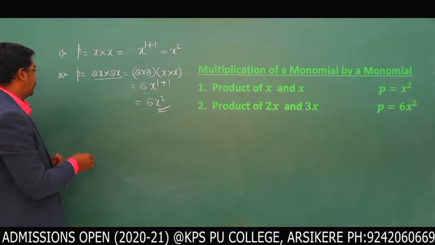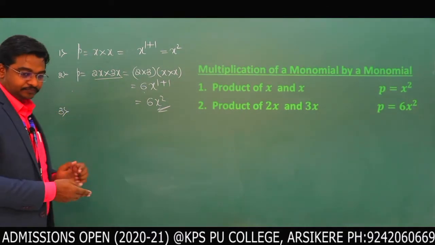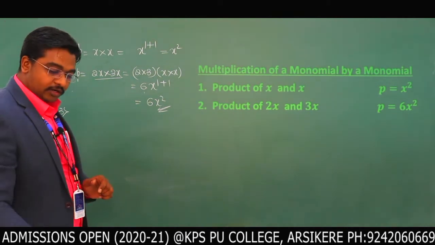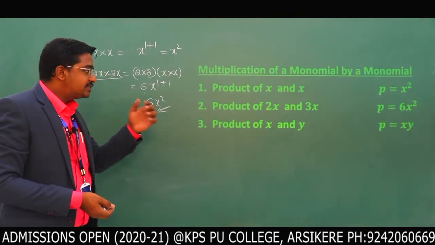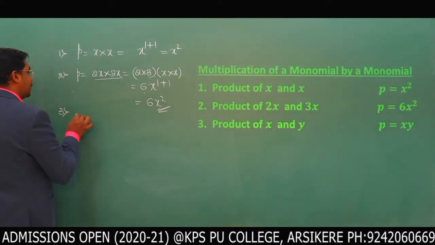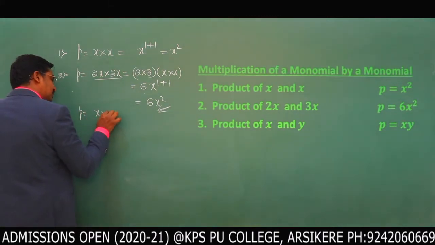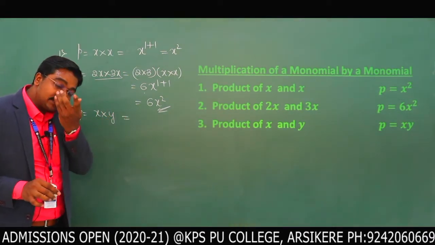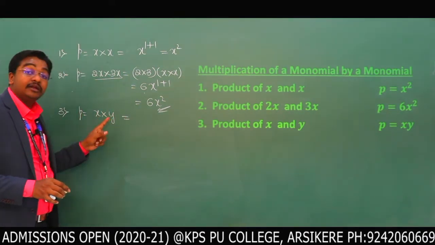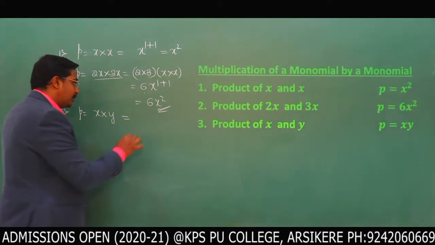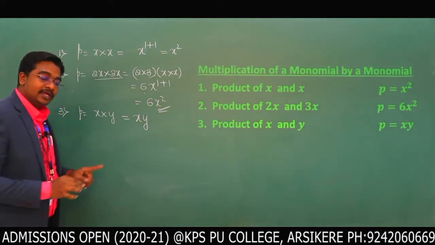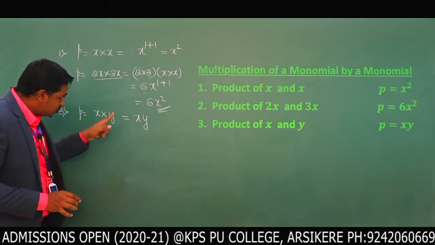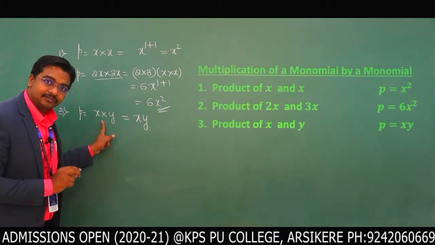Okay, third one. Third question: x and y. P is equal to x into y. Just observe the terms. Even though the powers are the same, the terms are unlike terms. Just combine them as x into y. This is the product of x and y, x into y, because they are unlike terms.